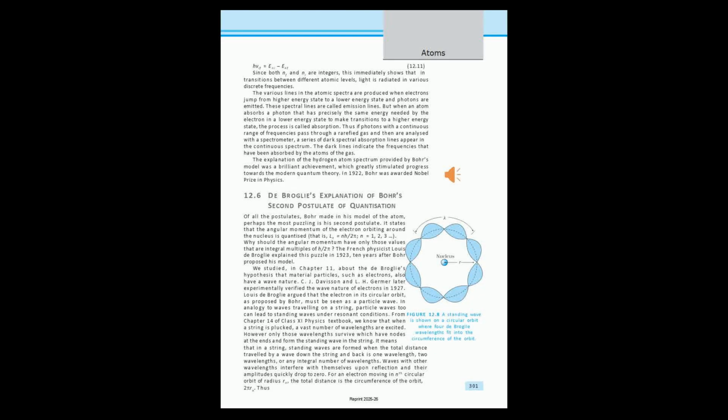The French physicist Louis de Broglie explained this puzzle in 1923, 10 years after Bohr proposed his model. We studied, in Chapter 11, about the de Broglie's hypothesis that material particles, such as electrons, also have a wave nature.